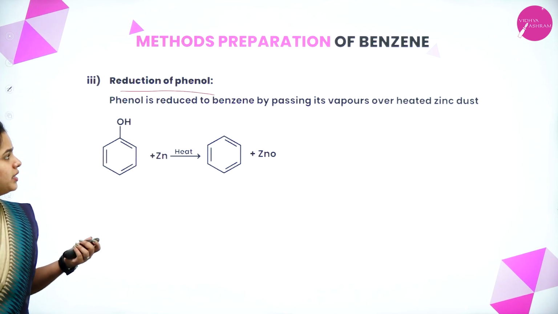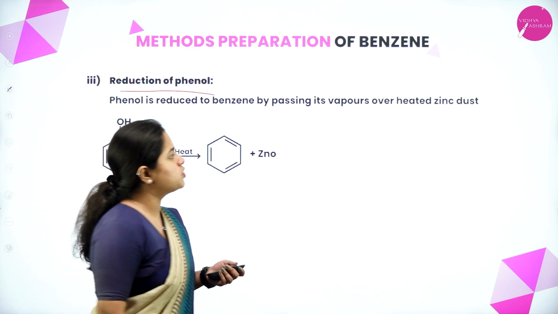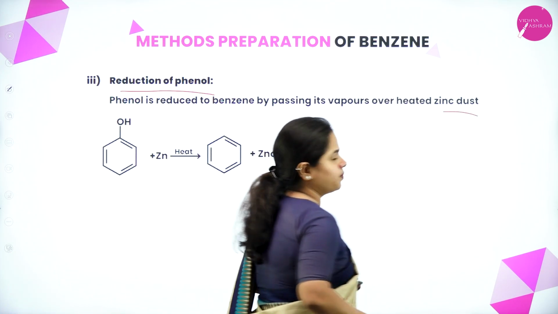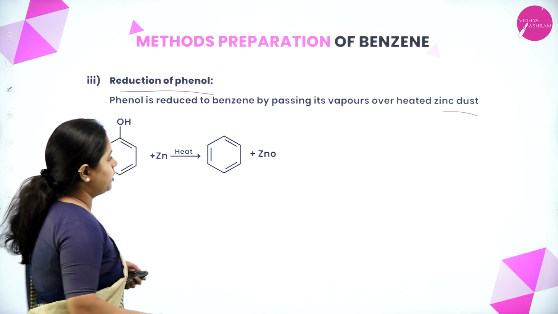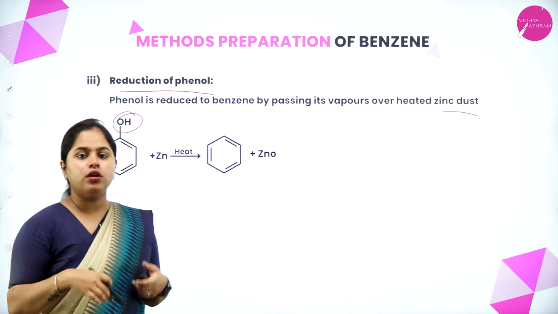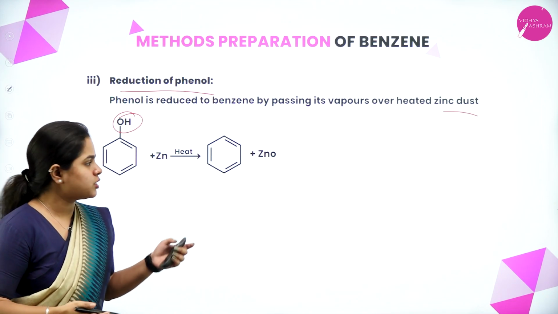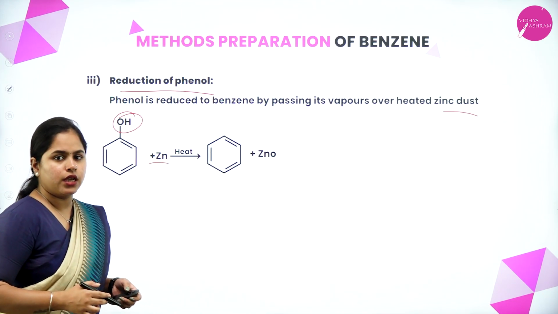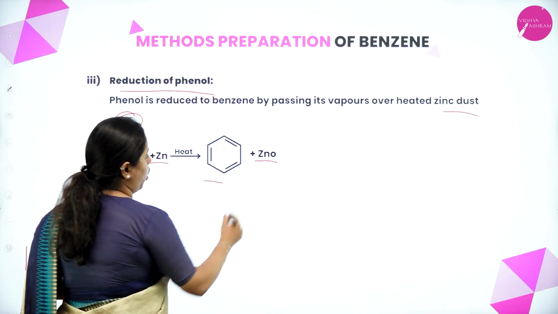Phenol is reduced to benzene by passing its vapors over heated zinc dust. So you already know what phenol is. On benzene you have an OH group, which is an alcohol group, so it's called phenol. When it reacts with zinc dust, what happens? You will get benzene and zinc oxide.